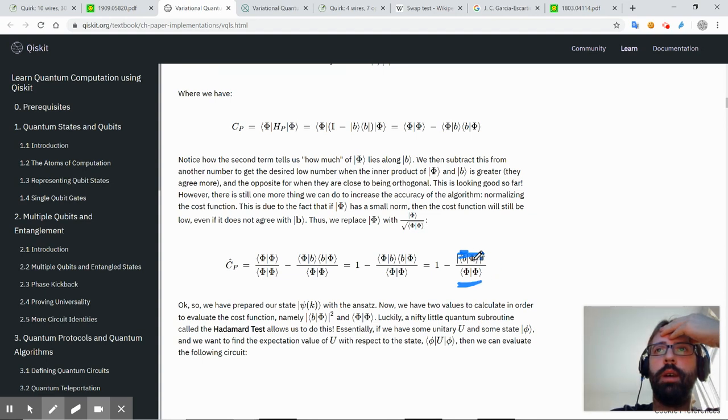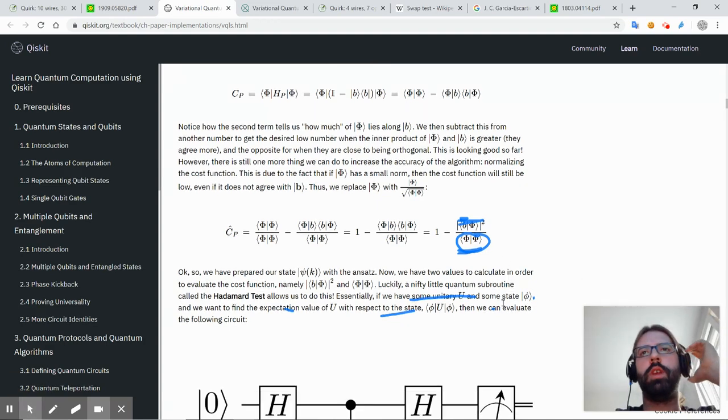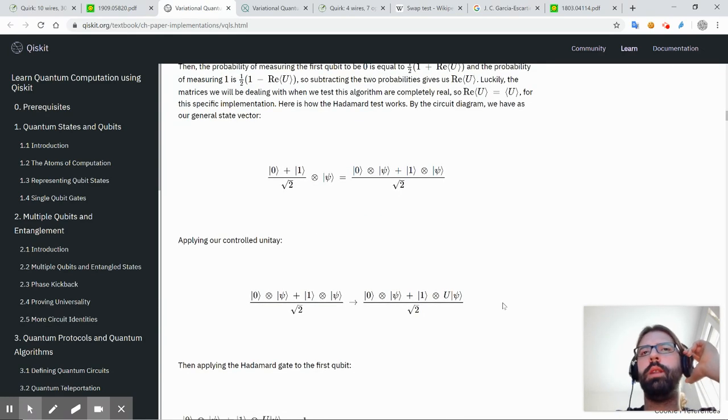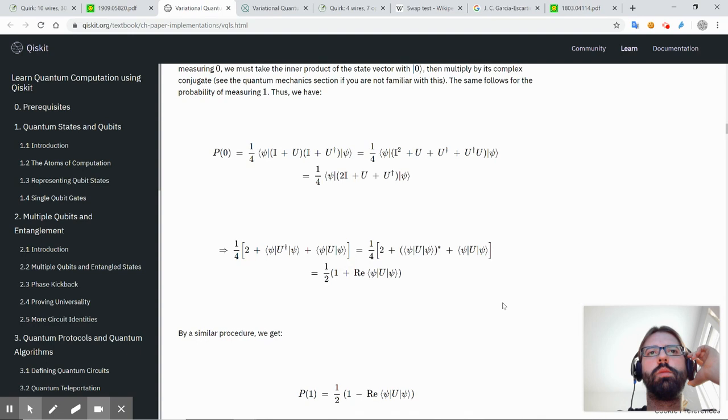This is calculated with a Hadamard test. The Hadamard test estimates the expectation value of some operator with respect to a state. I'm still not super familiar with some of this notation, and that's causing me a bit of trouble, specifically why the Hadamard test actually intuitively works here.